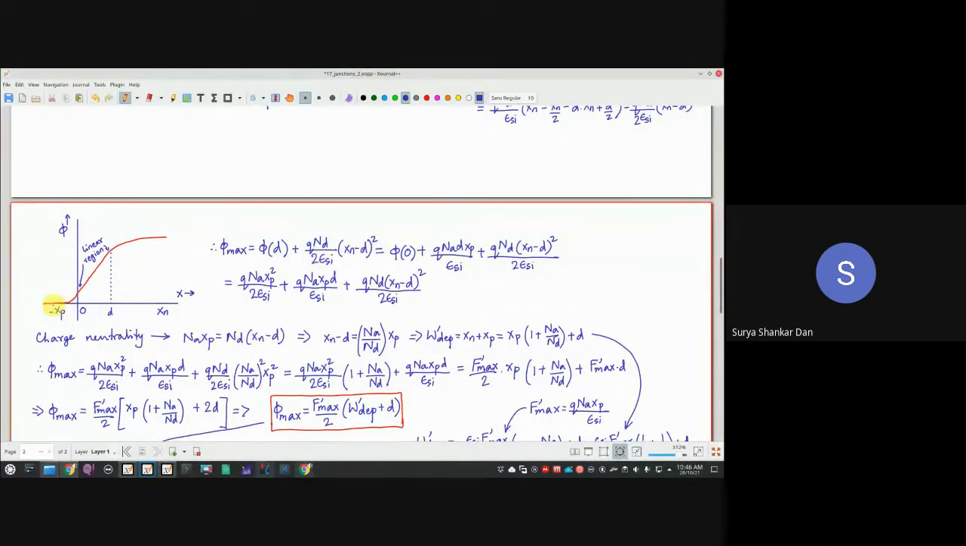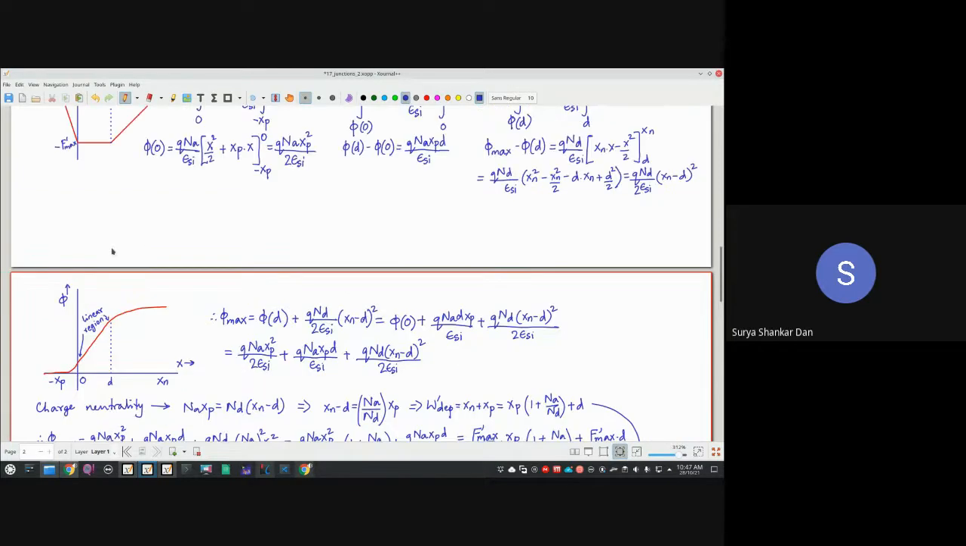From minus xp to 0, it is going to follow the parabolic relation which we saw in a simple p-n junction. Beyond the boundary of the I region, you are going to have again a parabolic profile, and it will essentially flatten out. Between 0 and D, it is going to be linear. Just think about it.